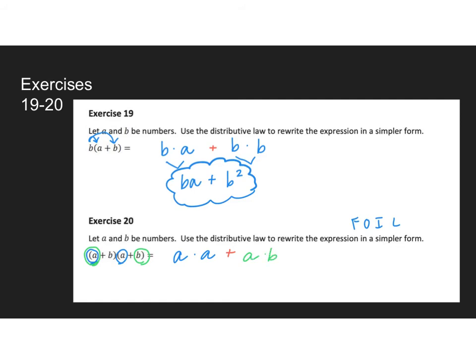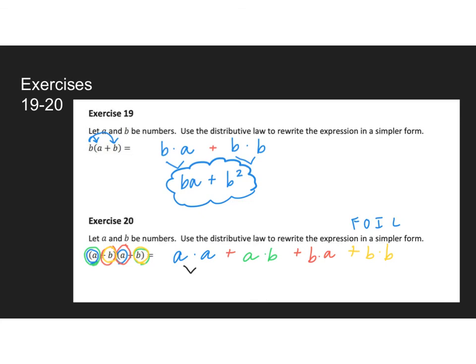Okay. I means inside. So we're going to do our two inside, plus B times A. And then L means last. So we're going to do our two last numbers, B and B. Okay. And again, you will learn how to do this later on in high school. But we're going to simplify it real quick.